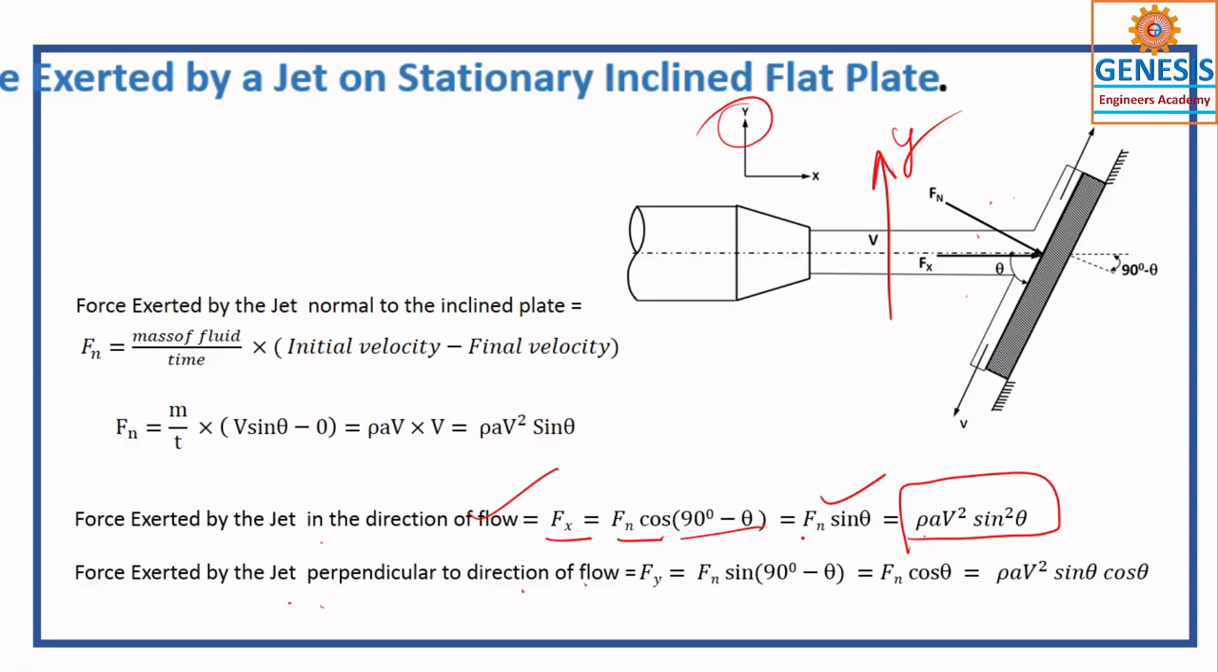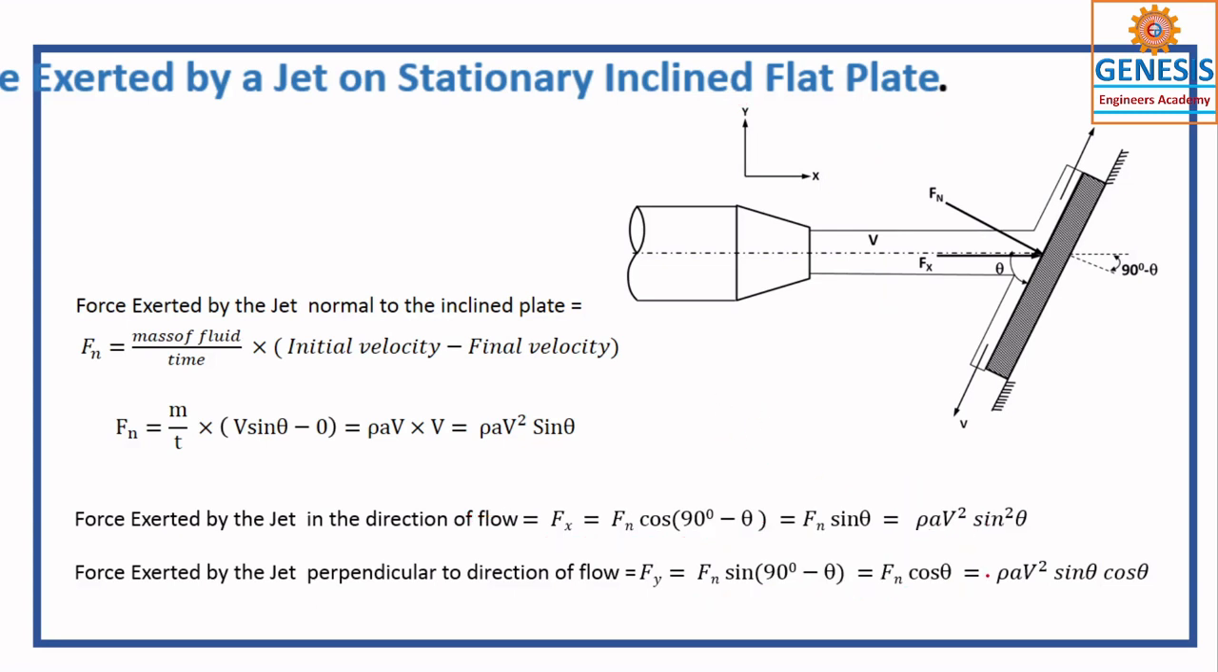So if this is the Fn cos 90 minus theta, that becomes Fn sin 90 minus theta, just perpendicular to that. So then it is Fn cos theta, then its value is rho a v square sin theta cos theta. If you multiply and divide by 2, 2 sin theta cos theta will become, what is that? Rho a v square sin 2 theta by 2. You can also transform it in this way.